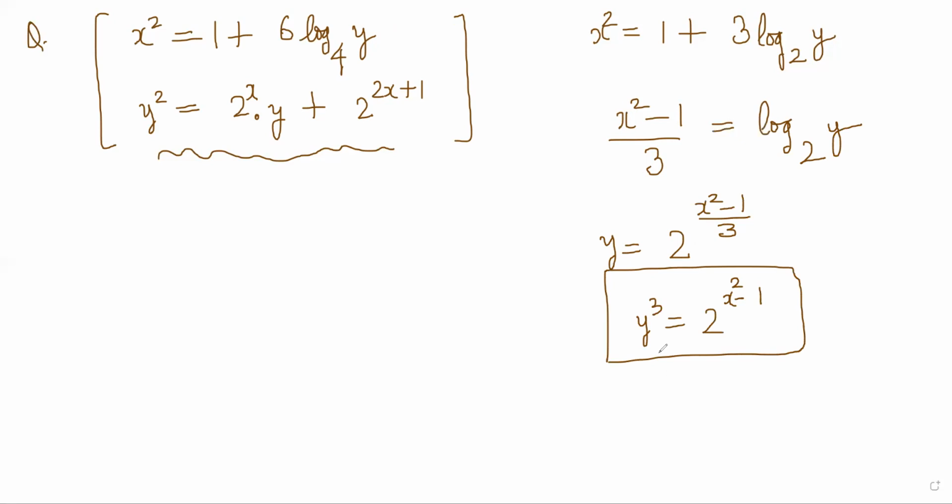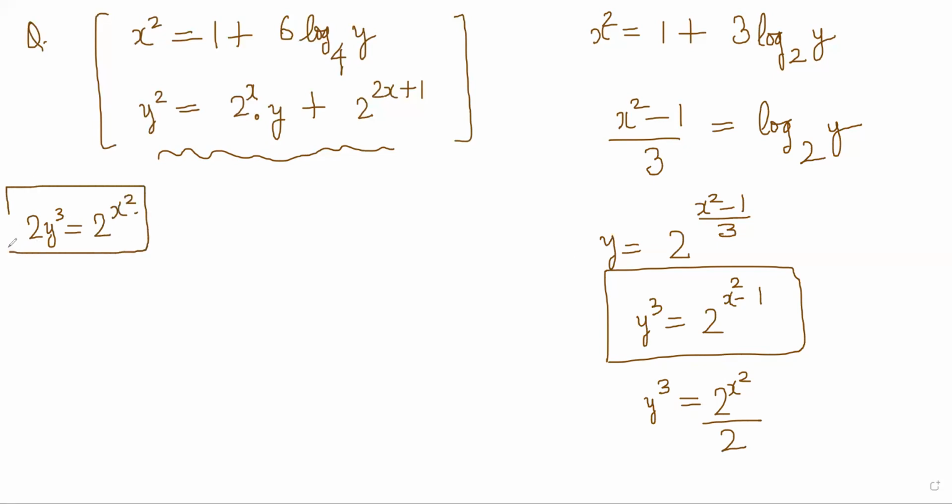Mm-hmm. Correct. So now you have y cube as this, and this is the other equation here, right? Yeah. So you have to solve these two equations. So we have y cube is equal to 2 power x square minus 1. This is what we have. Right. Okay.